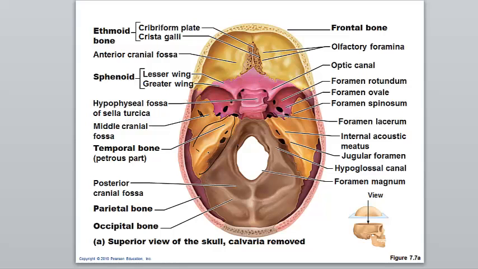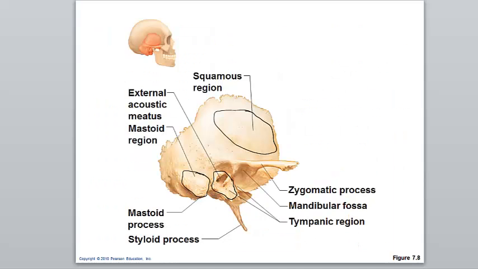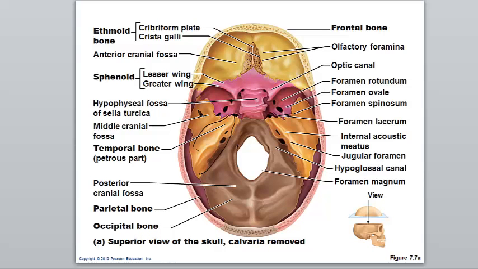So all the regions you need to know. Externally, you're going to see your squamous, your mastoid, your tympanic, and then internally, where your cranial cavity is, it forms part of your middle cranial cavity. So the anterior cranial fossa is formed mostly by your frontal bone, and this will be the middle cranial fossa formed by your sphenoid and your temporal, and your posterior cranial fossa is over here, formed by your occipital. Okay, so here's your petrous region.